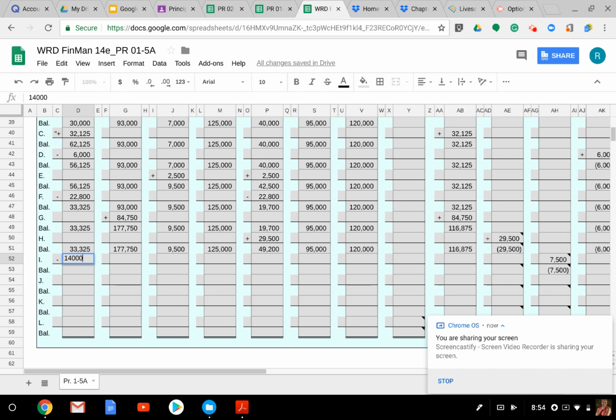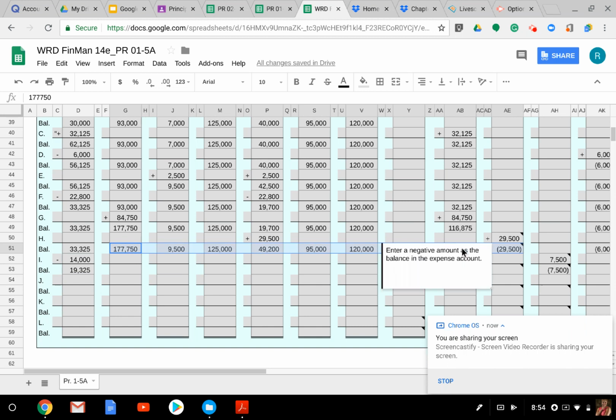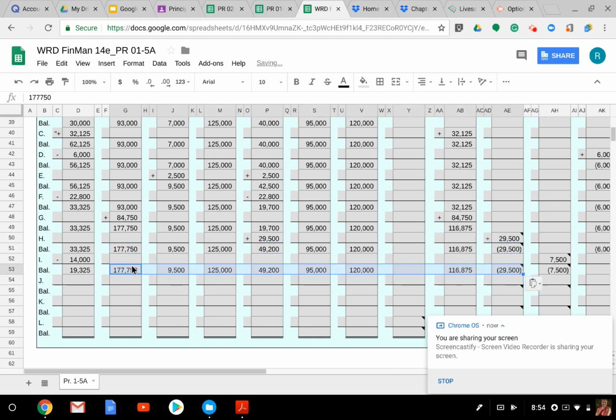Okay. Subtracting $14,000 from $33,325 leaves us $19,325 in cash. All these other accounts in between did not change, so we can bring those down.